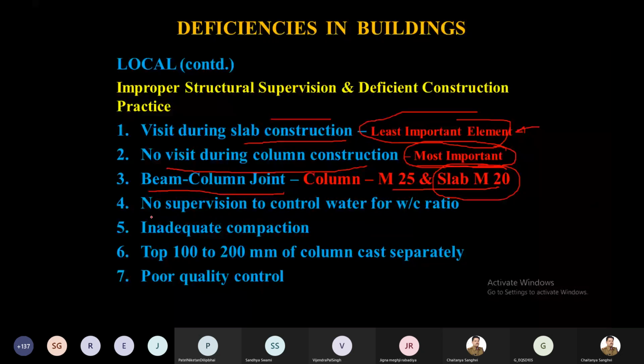Then you see, what is our practice for the water cement ratio, right? We are not controlling the water cement ratio at site. Generally the engineer, suppose the slab construction is going on, the engineer is worried about the slab construction. So he is always observing the slab, but he is not looking at the concrete mixture where the concrete is.